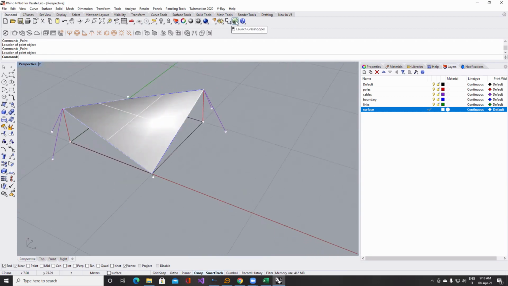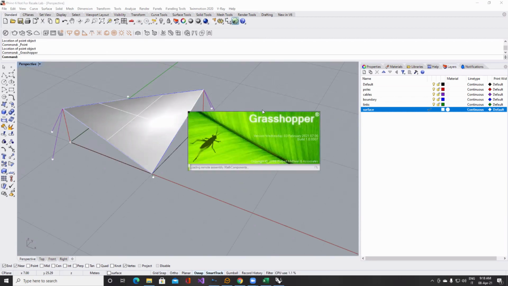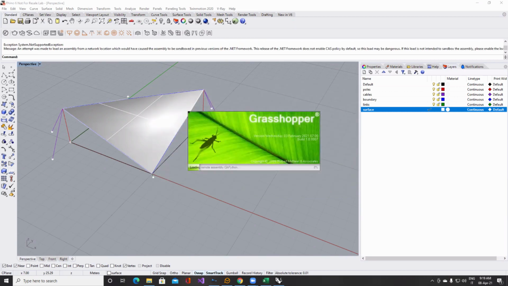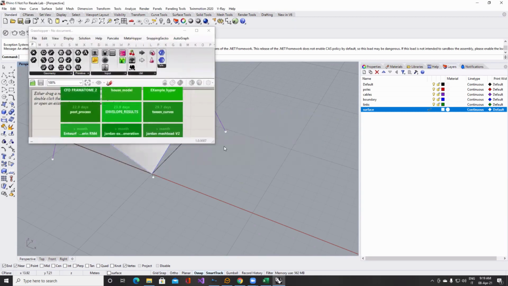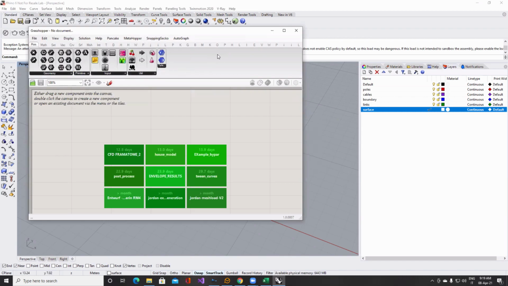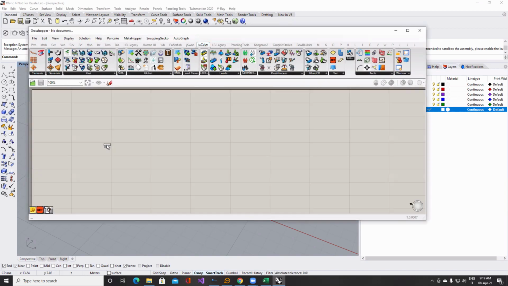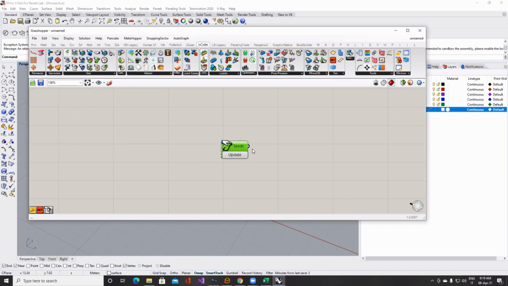So we can easily generate the model. Let me see if Grasshopper is working. Okay. Now, if I go to Xcube, let me see if it's connected. Get seeds. Okay, it's working.